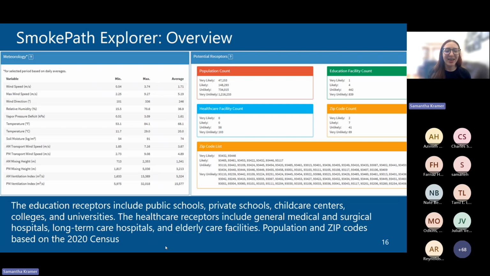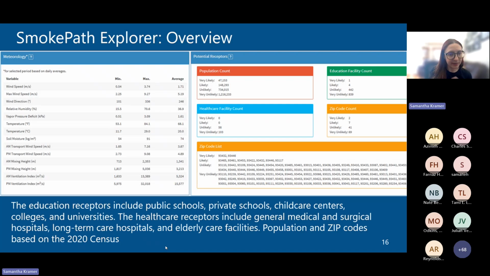And lastly, I'll just add that the zip code list is intended to provide an easy way to send out flyers through the Postal Service, notifications to the local communities. Hey, we're planning a burn in your region in October of 2025, and it is possible that you may get some smoke impacts.